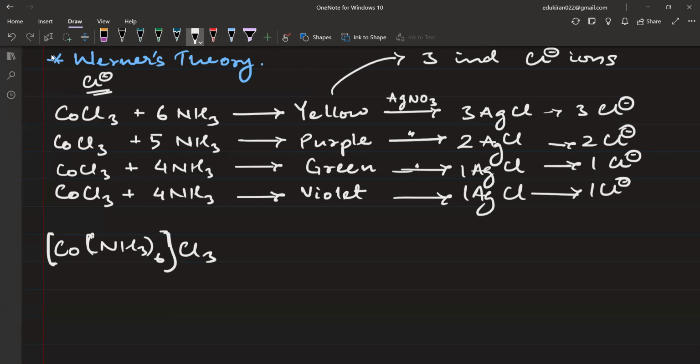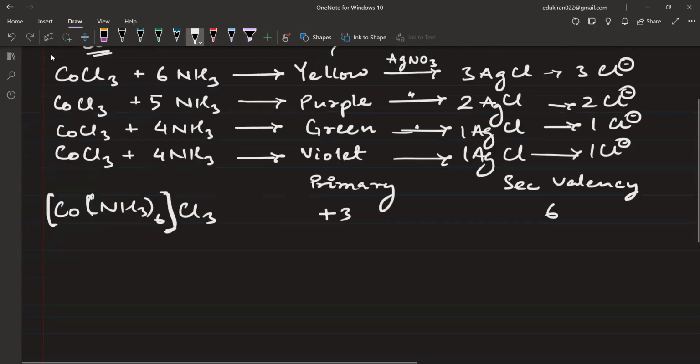Okay, so he said that first of all, what is your primary valency? Primary valency, here it is +3, right? And secondary valency here it is going to be 6. Okay, now see next.